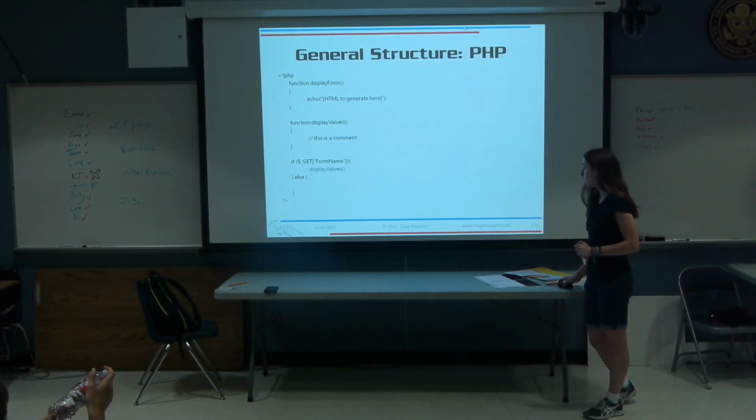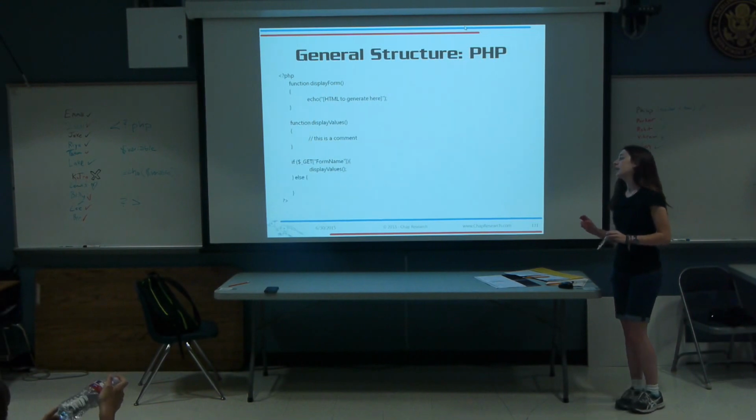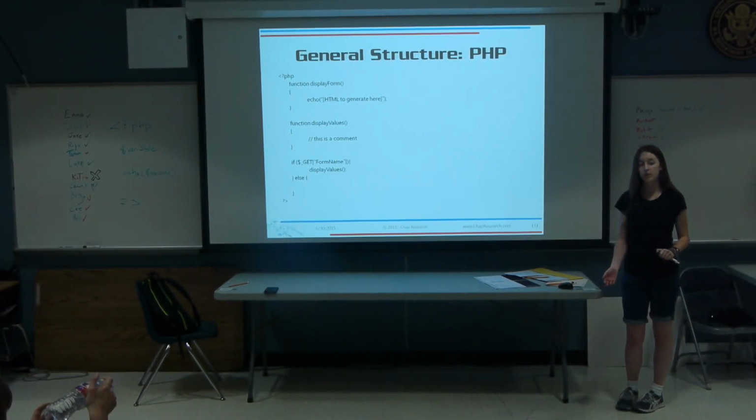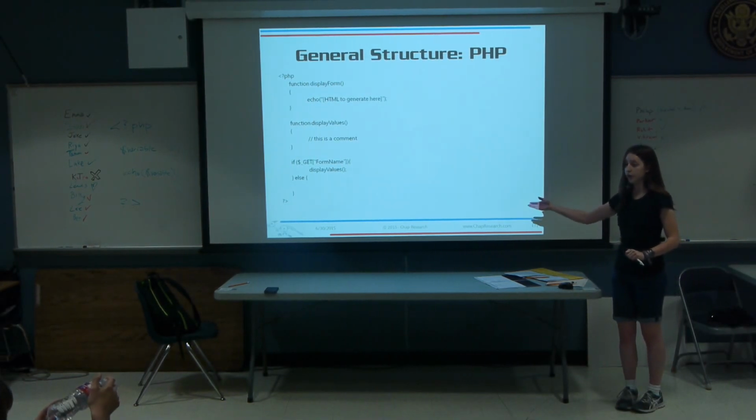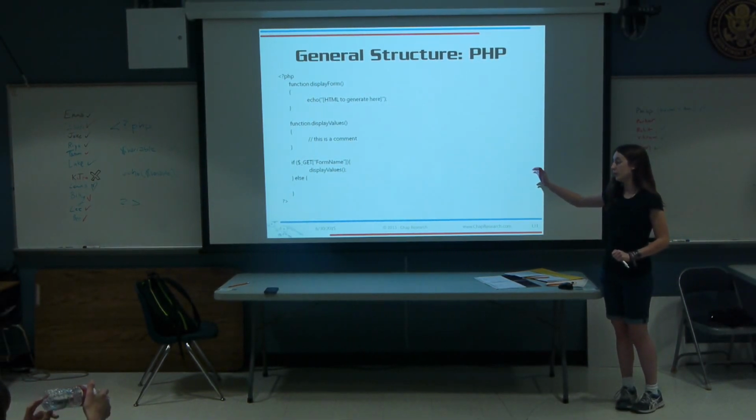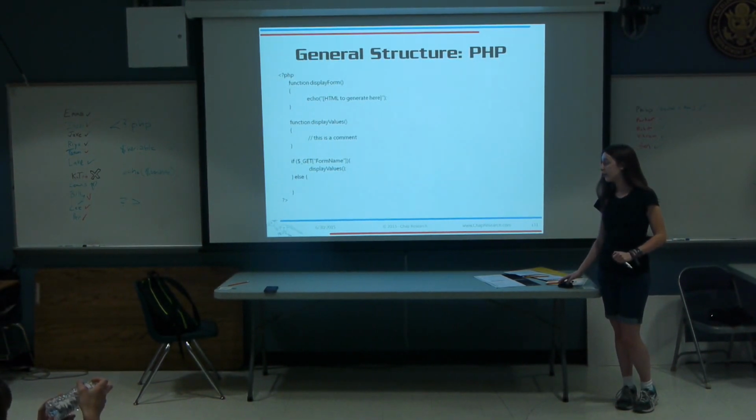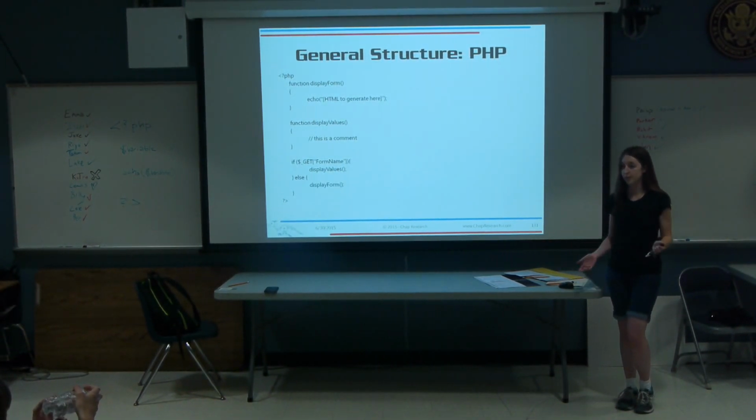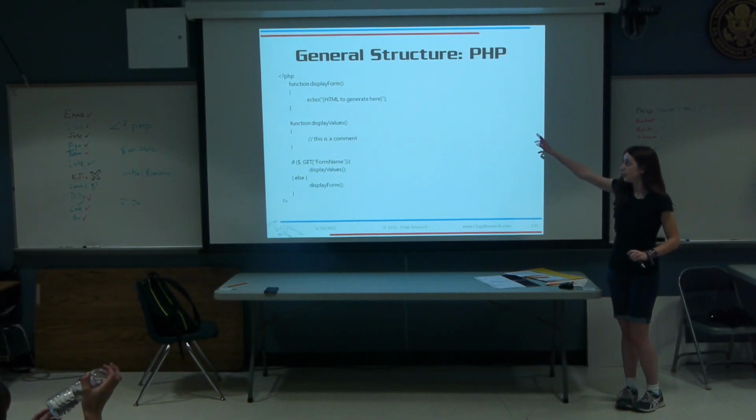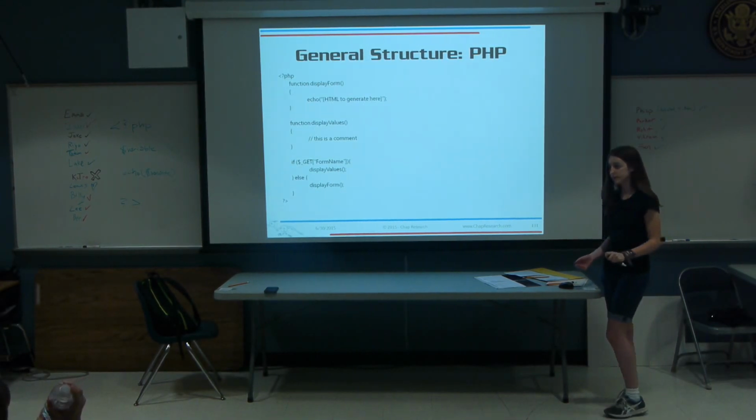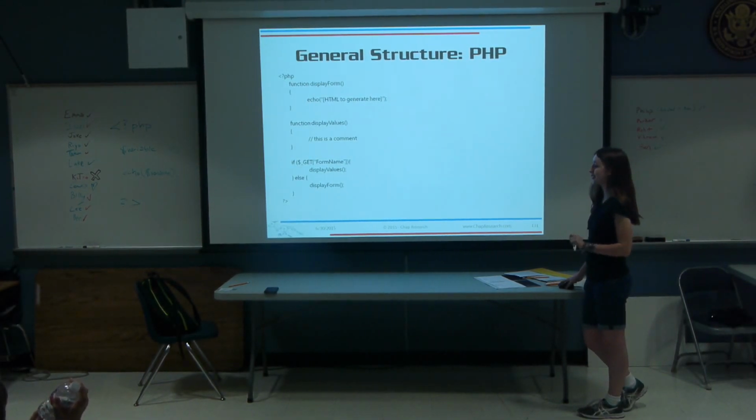If something's already been submitted, then you want to show the user what has been submitted. So you display values, whether you call a function or write the code directly in here. However, if it hasn't been submitted, you show them the empty form, so you execute the code at the top and echo all your HTML to show them the form. Does that make sense? You guys are about to have to do this, so if it doesn't make sense, ask now.